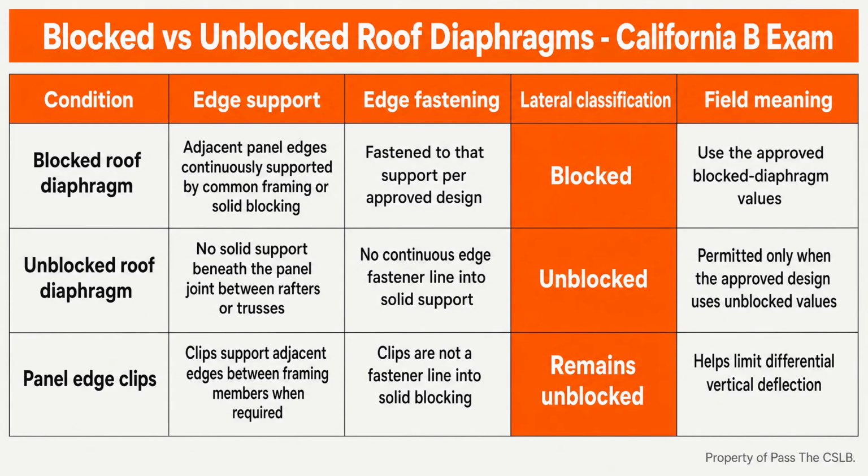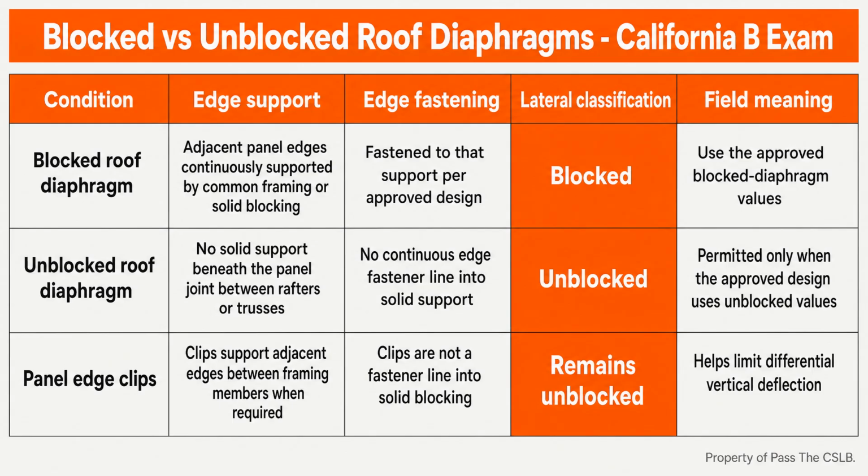The supported effect is straightforward. Blocking gives the panel edge a continuous framing surface for fasteners, so shear can transfer across that joint through the specified connection. Without that support, the design uses lower allowable diaphragm values. The clip can share vertical load between sheet edges, but it is not a nailed structural boundary member. Remember, the phrase support is not classification. A clip supports an edge vertically, but it does not classify the diaphragm as blocked.